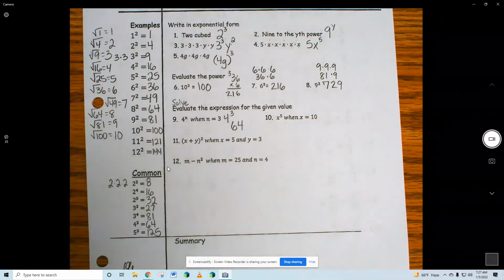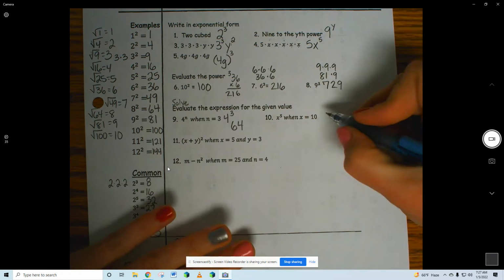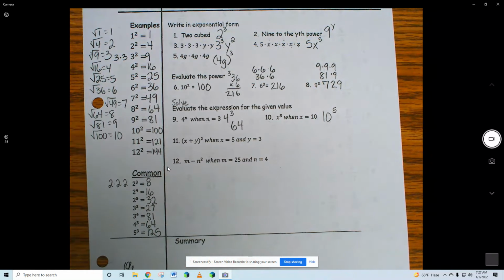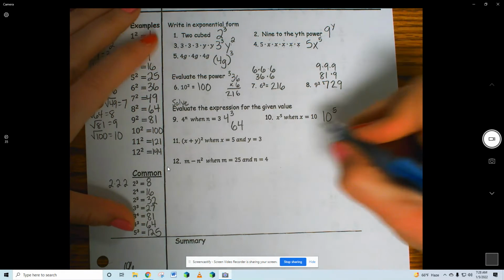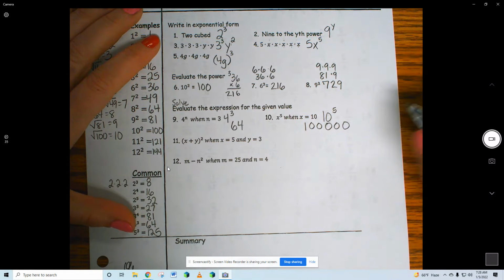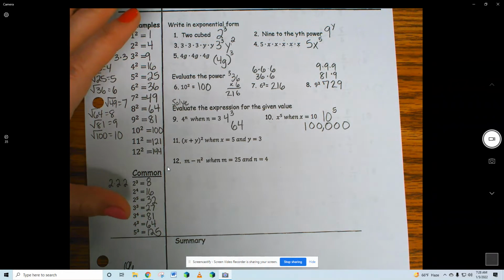Number 10. X to the fifth when x equals 5. So I'm going to put a 10 raised to the power 5. I don't know if you've learned about scientific notation in science, but if there's a 5 as the exponent and the number is 10, that means that there's 5 zeros. A 1 with 5 zeros. 1, 2, 3, 4, 5. And then I do my comma, as always, count back 3, 1, 2, 3, comma. 100,000.